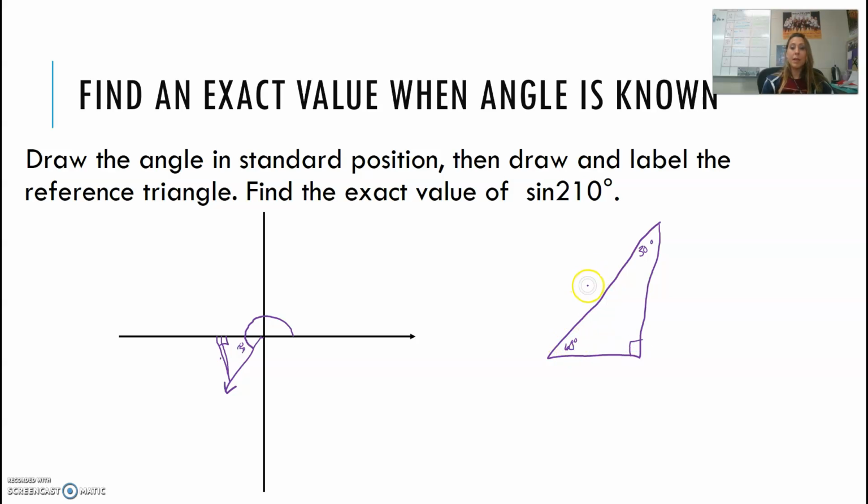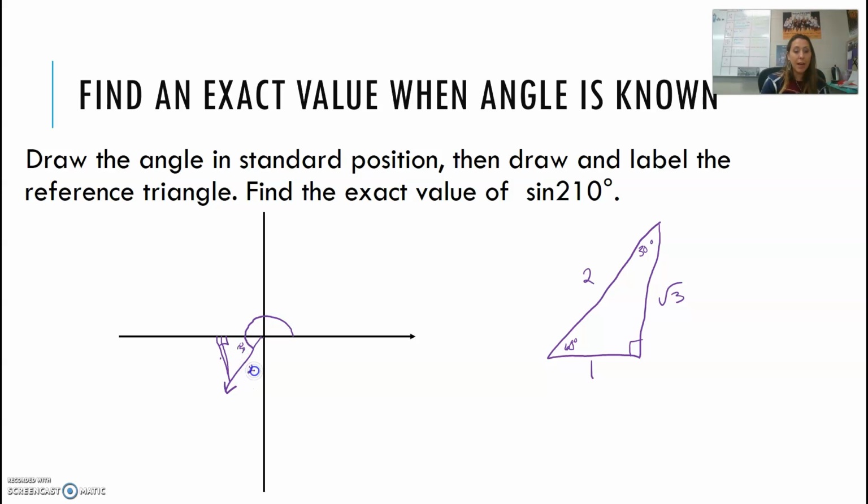This is going to be a 30-60-90 degree triangle. So my hypotenuse is 2. So let's look over here. I have a hypotenuse right here, which is 2. And then I have this line right here, which is going to be the square root of 3, and then I have 1. So when I'm looking at this triangle, I'm going to put it over here.